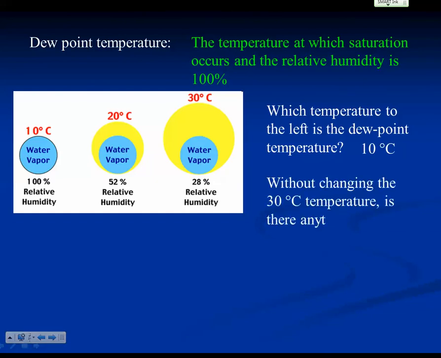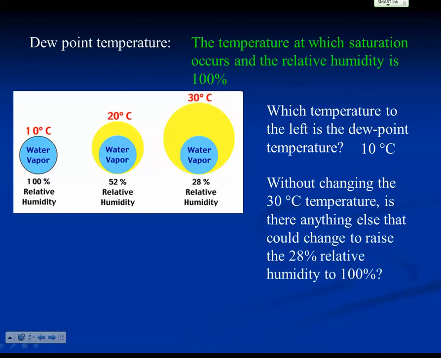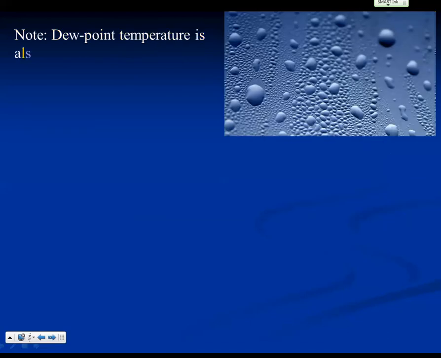Without changing that 30-degree temperature over on the right-hand side of this picture, is there anything else we could do to change that 28% relative humidity to 100%? So if we don't change the temperature, if we don't lower it to 10 degrees, is there any way to get that 28 up to 100? Well, if you think for a moment, we could just somehow make that blue circle as big as the yellow. And to do that, we'd have to add more water vapor to the air. So that happens in real life too, because it's an open system. There's water in lakes, in oceans. After it rains, there's plenty of water in the ground.